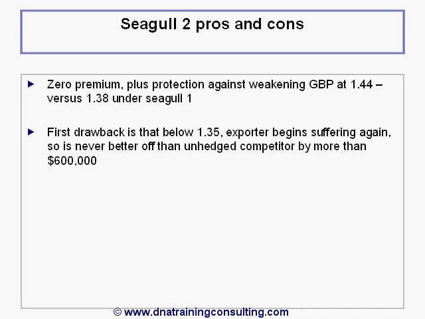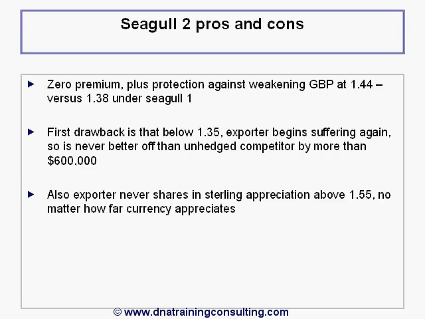Seagull 2 also does not permit the exporter to start sharing again in a stronger sterling, no matter how far the currency appreciates.